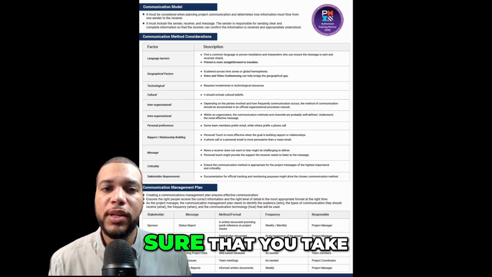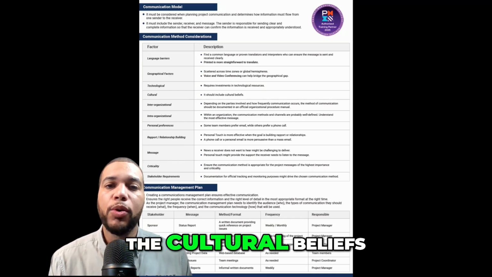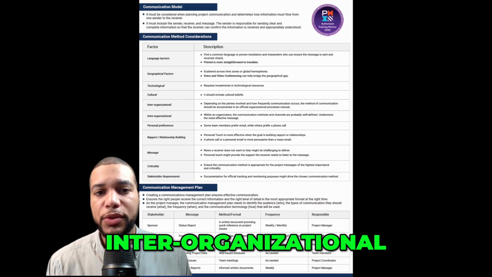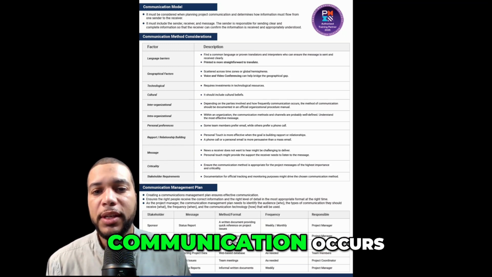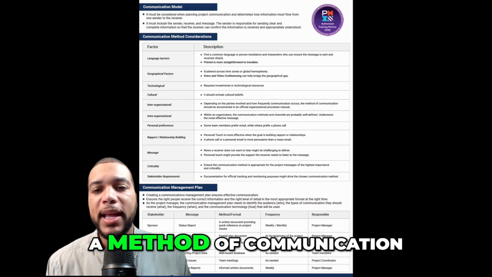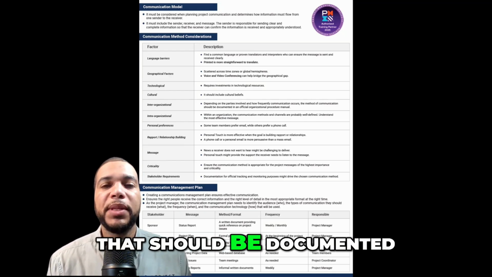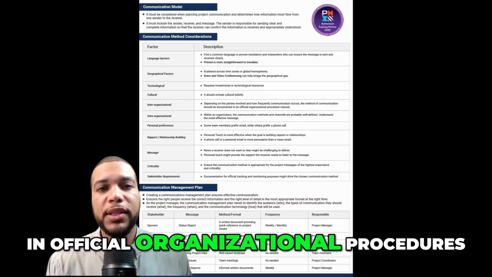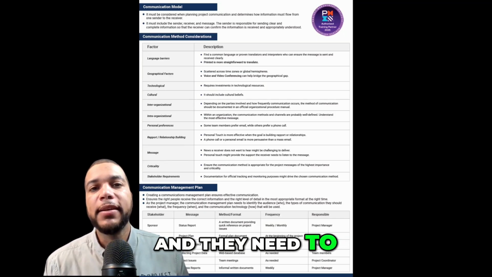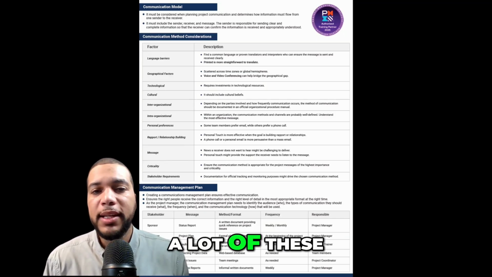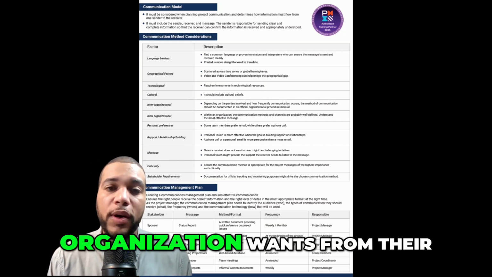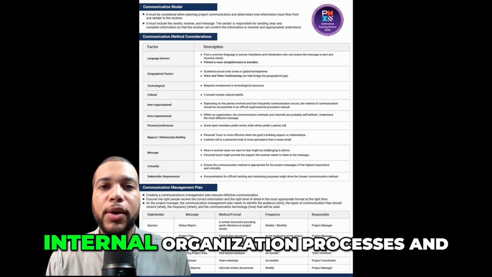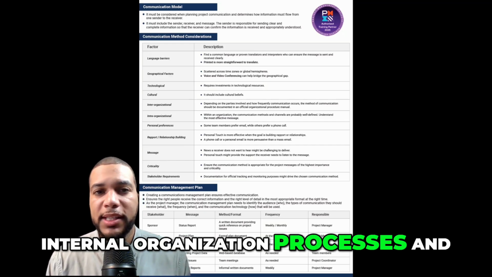Cultural, you need to make sure that you take into account the cultural beliefs, into organizational, depending upon the parties involved and how frequently communication occurs. There needs to be a method of communication that should be documented in official organizational procedures, and they need to follow a manual. A lot of these will be tied to the OPAs. These are going to be tied to what the organization wants from their internal organization processes and procedures.